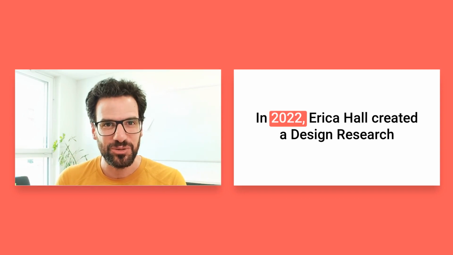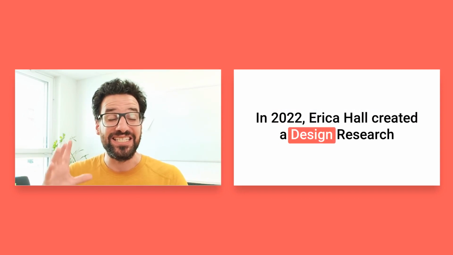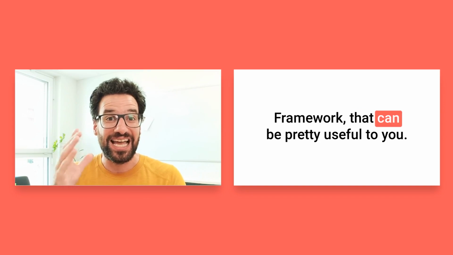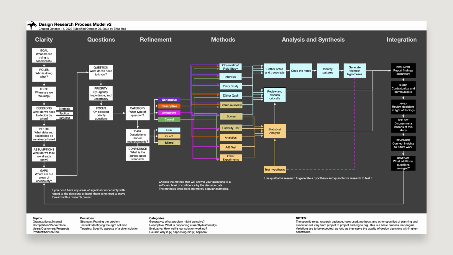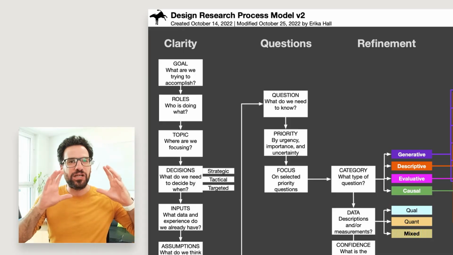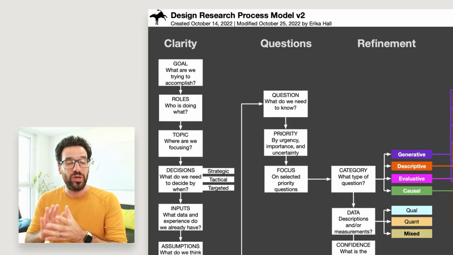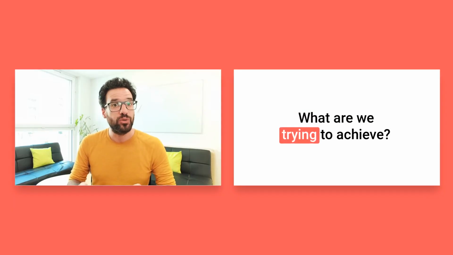In 2022, Erika Hall created a design research framework that can be pretty useful to you. This framework is like a checklist that helps you to make sure that your project starts in the right direction. The first thing that I really like about it is that it starts by clarifying what you want to achieve with your research. It asks you questions like, what are we trying to achieve?